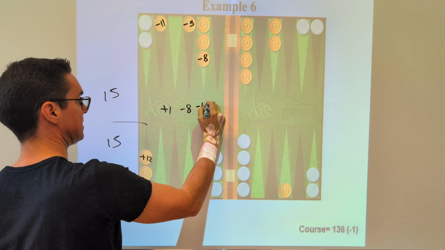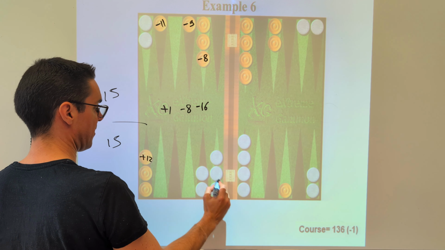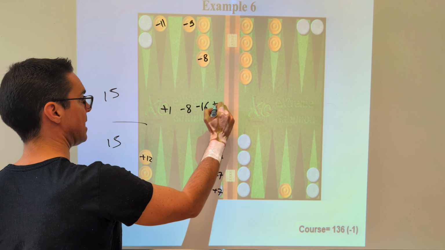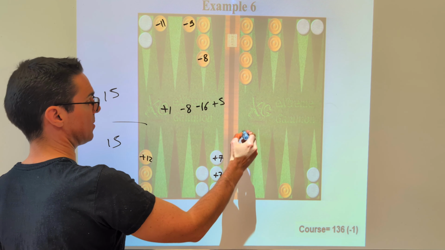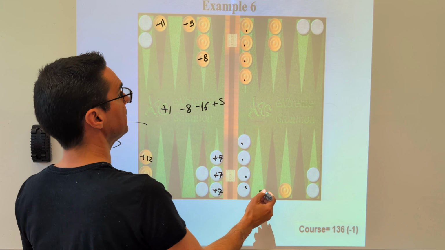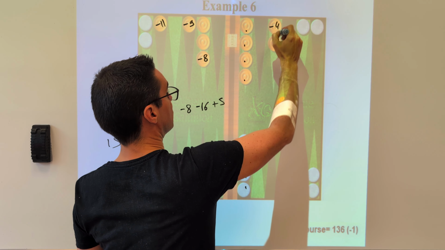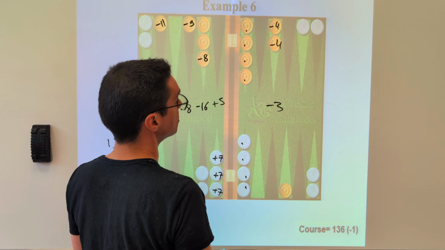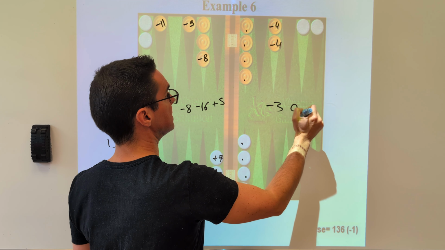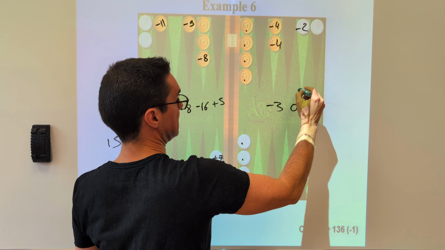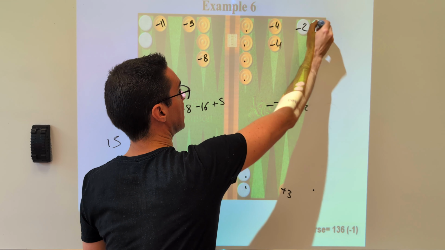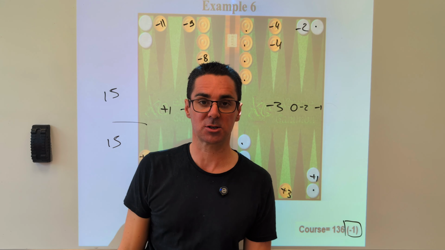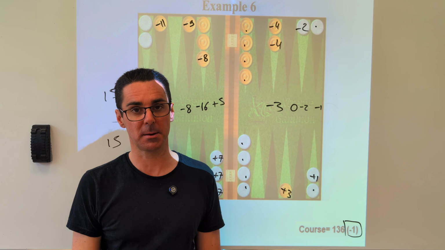Minus 8 minus 8 is minus 16. Here we have plus 7, plus 7, plus 7, plus 21, minus 16 plus 21 is plus 5. Here they are in an equal race. Here you have minus 4, plus 5 minus 8, which is minus 3. Plus 3 is 0. Minus 2 is minus 2. These are equal. Plus 1 is minus 1. You have a pip count deficit of minus 1. You are in advance of 1 pip.